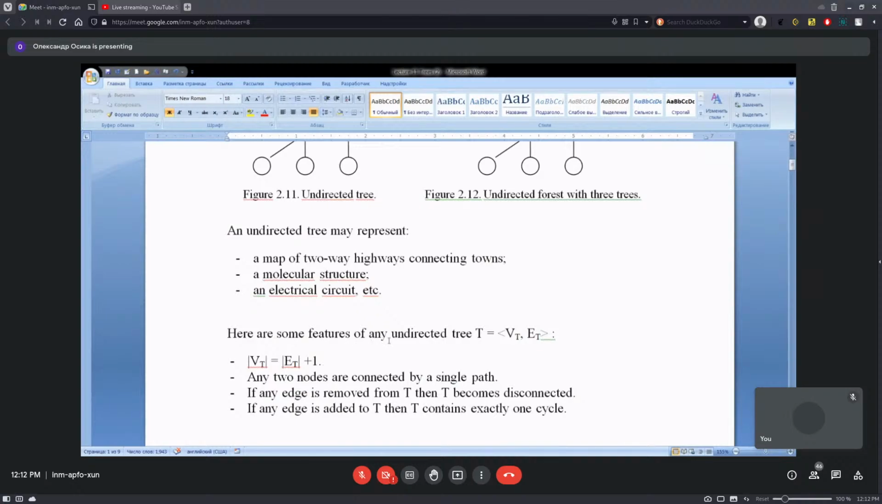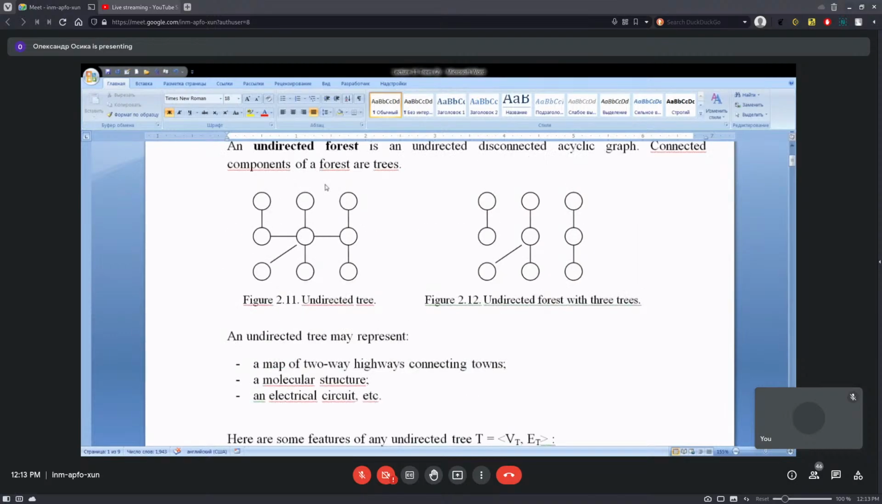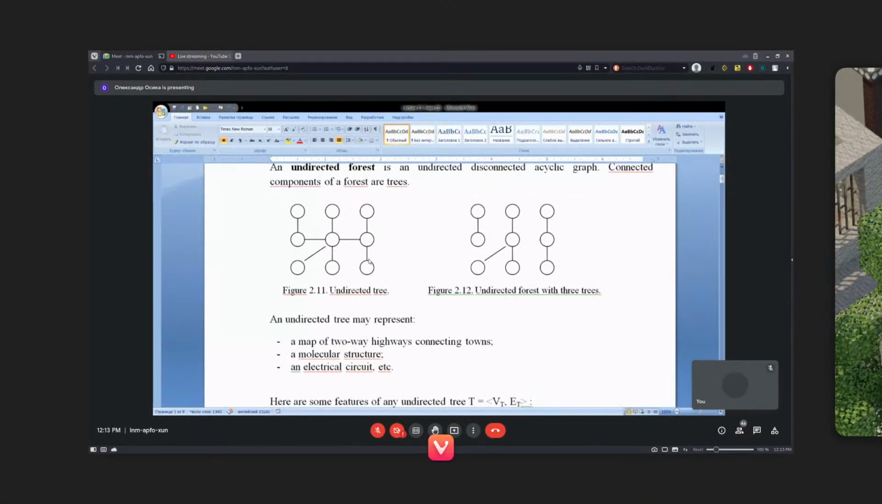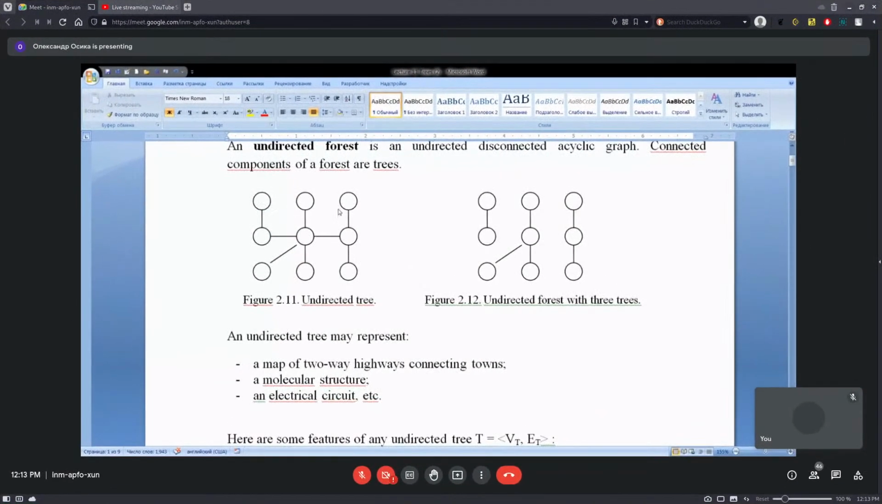Here are some features of an undirected tree T, which is a pair of vertices and edges as usual for graphs, V sub t, E sub t. The number of vertices is one greater than the number of edges in a tree. If you count here, 1, 2, 3, 4, 5, 6, 7, 8 edges, and how many vertices? 1, 2, 3, 4, 5, 6, 7, 8, 9. Okay.